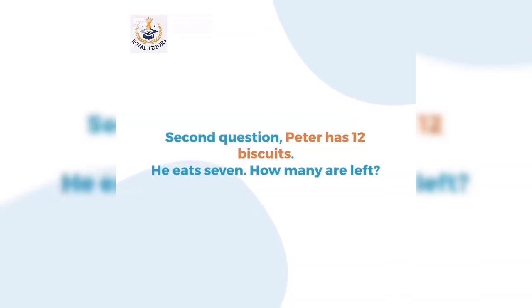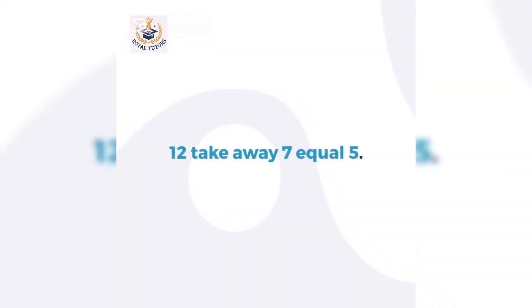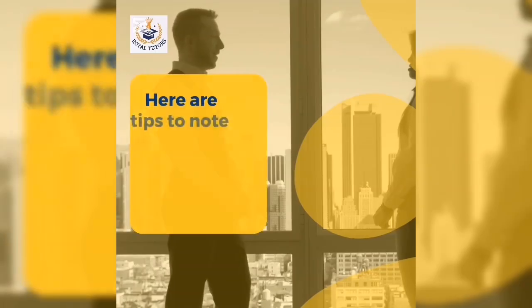Second question. Peter has 12 biscuits. He eats 7. How many are left? Identify the two numbers in the question. 12 and 7. 12 take away 7 equals 5.